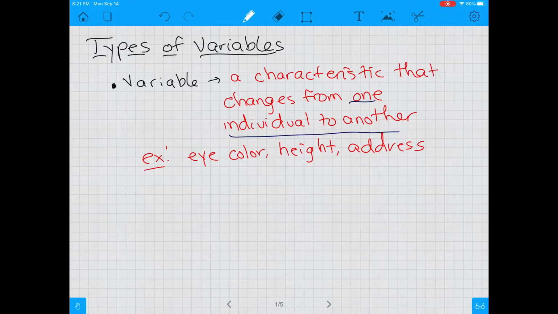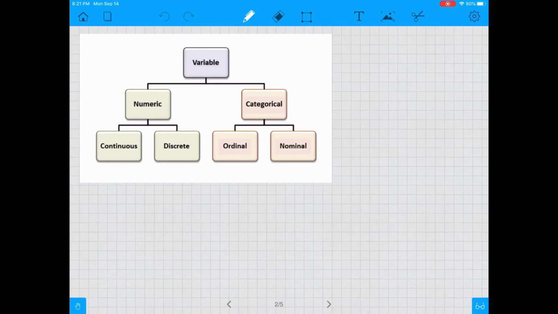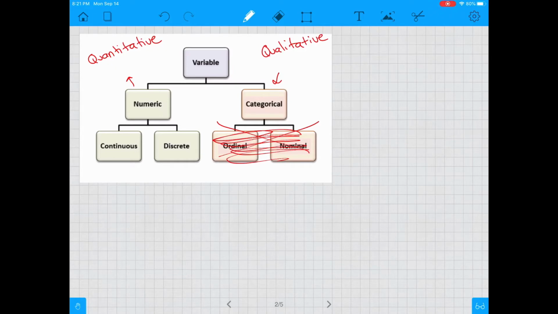So that is where we start, and then we move on to the different types of variables. In our class, we focus on two big types. So under this big umbrella of what is a variable, we have numeric, which is also referred to as quantitative, and we have categorical, which is also referred to as qualitative. Now, over on this side, you see this ordinal and nominal. We do not need to worry about that as far as the AP curriculum goes. We do not go any further than just qualitative. On the numeric side, we do need to understand the difference between continuous and discrete.